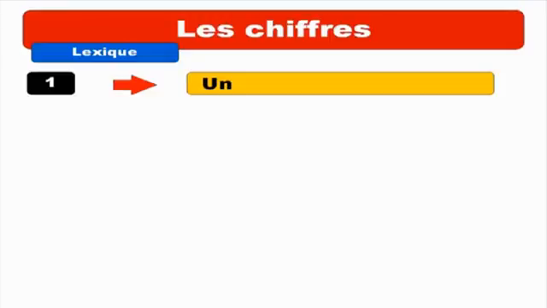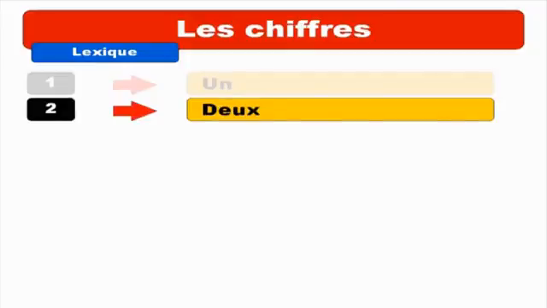So un. Repeat. Un. Okay, it's quite tricky this one because it's nasal, so it's coming in your nose, okay? So it's un. Repeat. Okay, so now deux. Okay, final X is not pronounced. Okay, deux. Repeat.